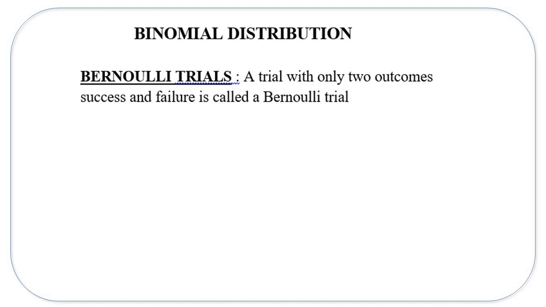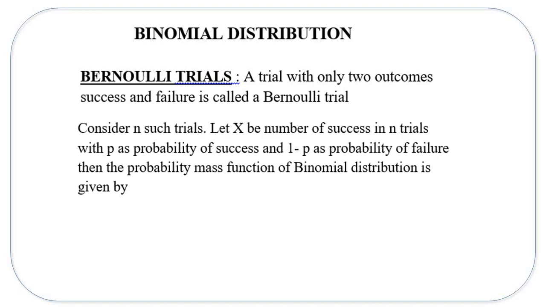It is a trial with only two possible outcomes, that is success and failure. Now consider n such trials and x denote number of success in n trials with p as the probability of success and 1 minus p as the probability of failure.